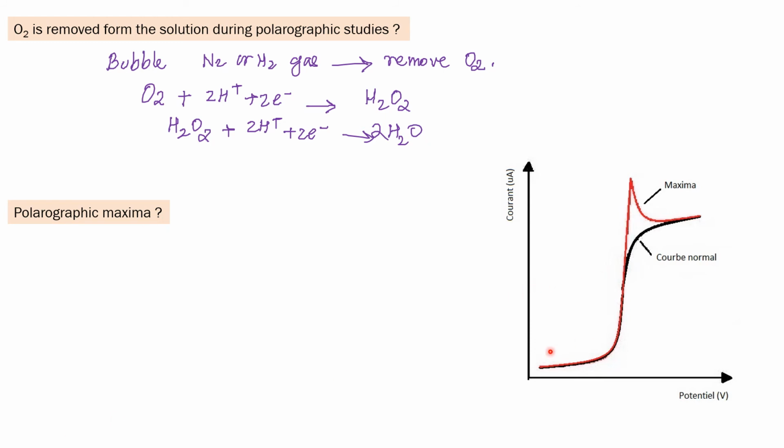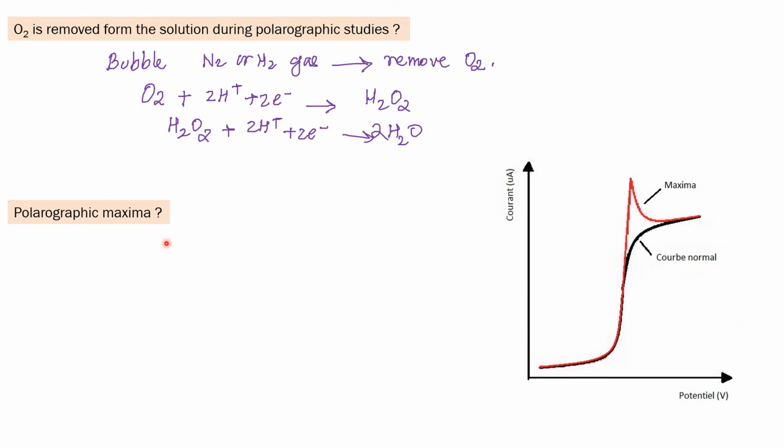Normally we accept an S-shaped curve for a polarogram, that is this black curve. But in some experiments, you can see that the graph will be like the red colored graph. That is, it will deviate from the S-shaped graph, and that is due to something which is known as the polarographic maxima.